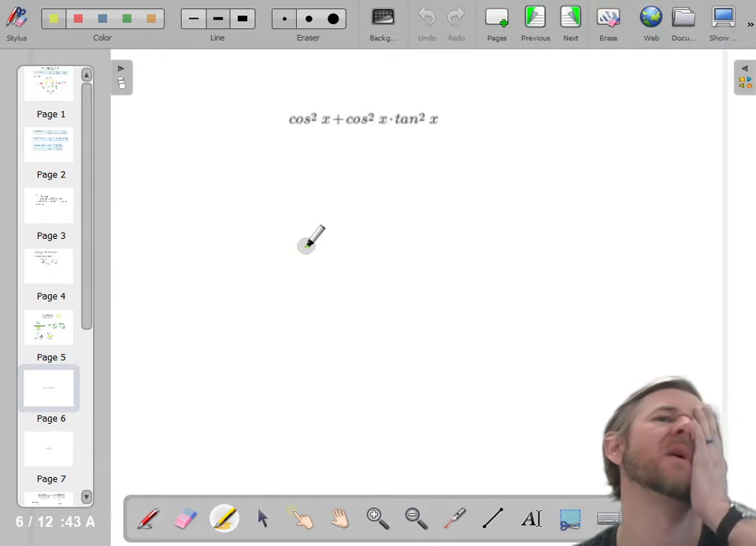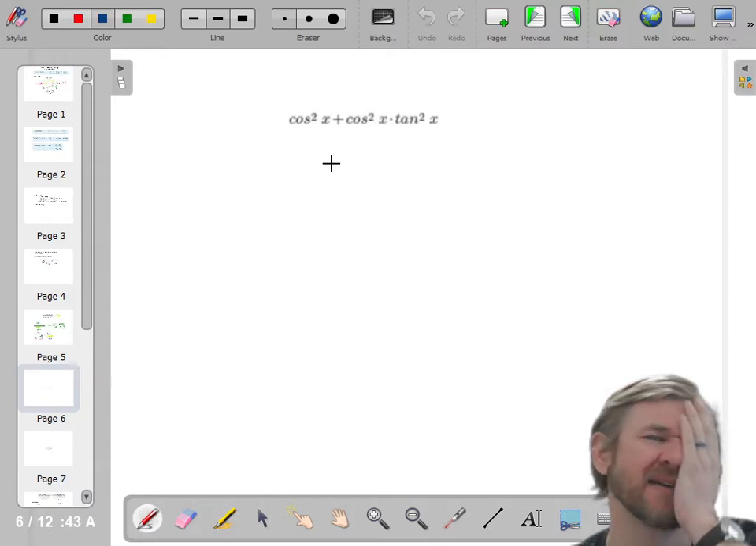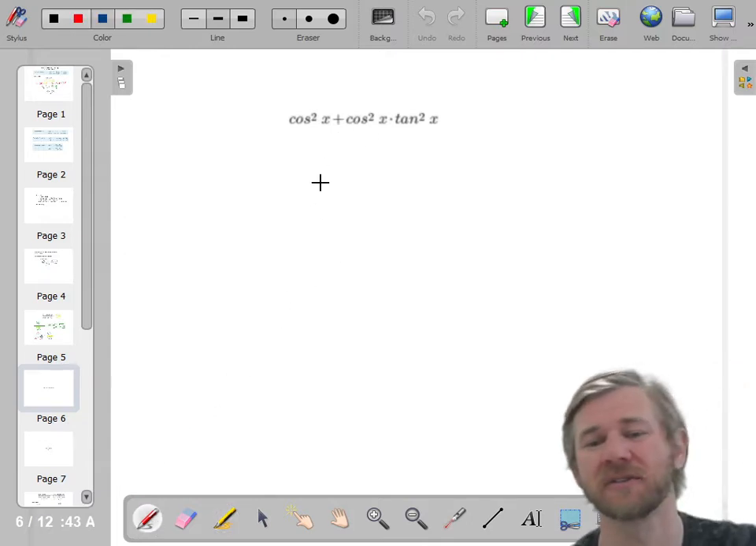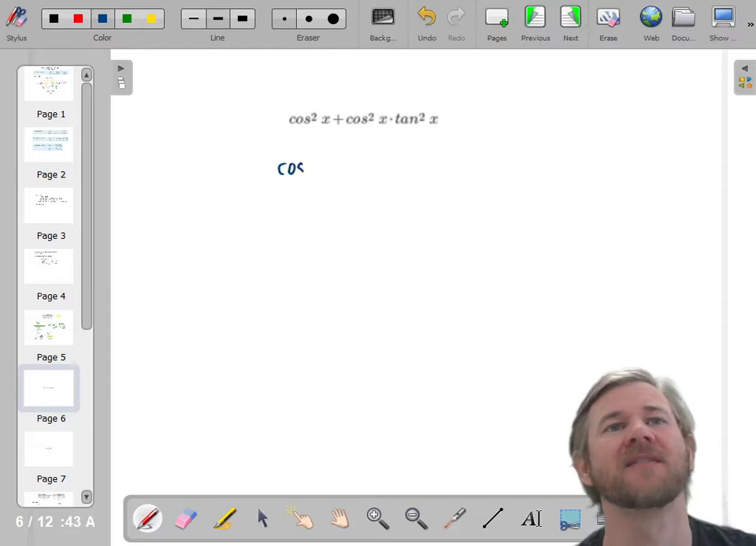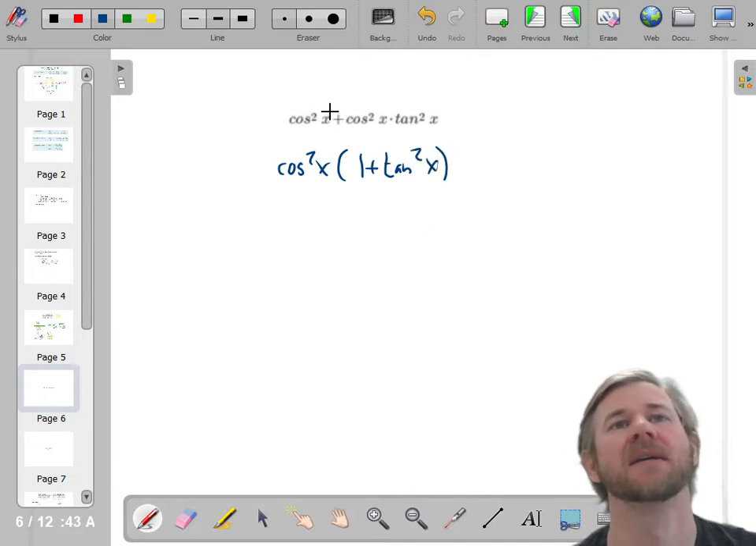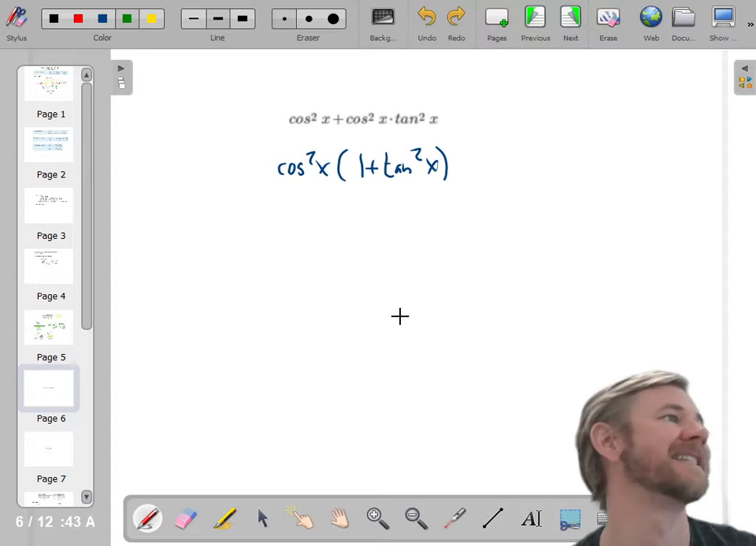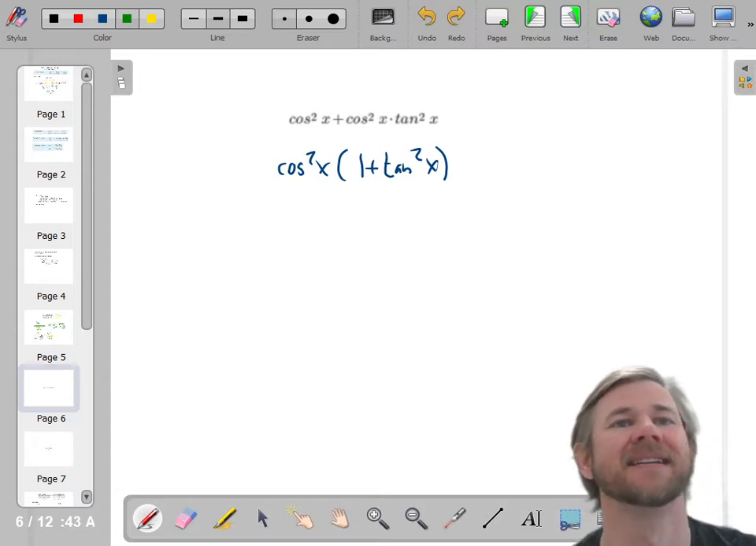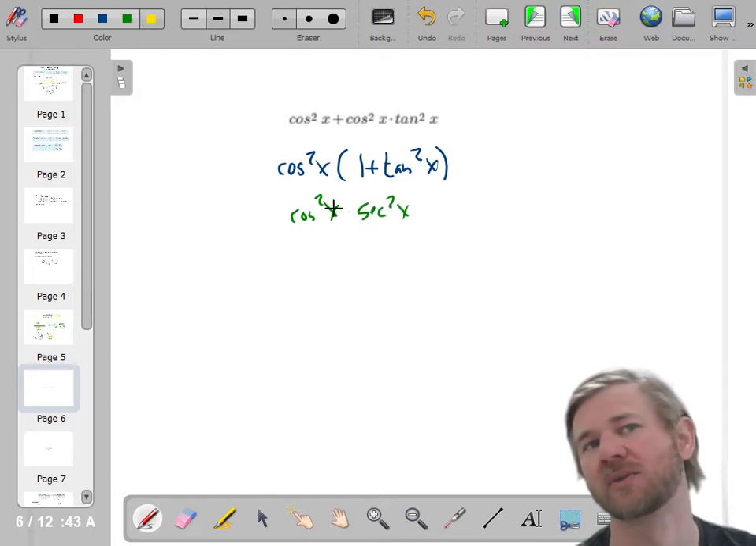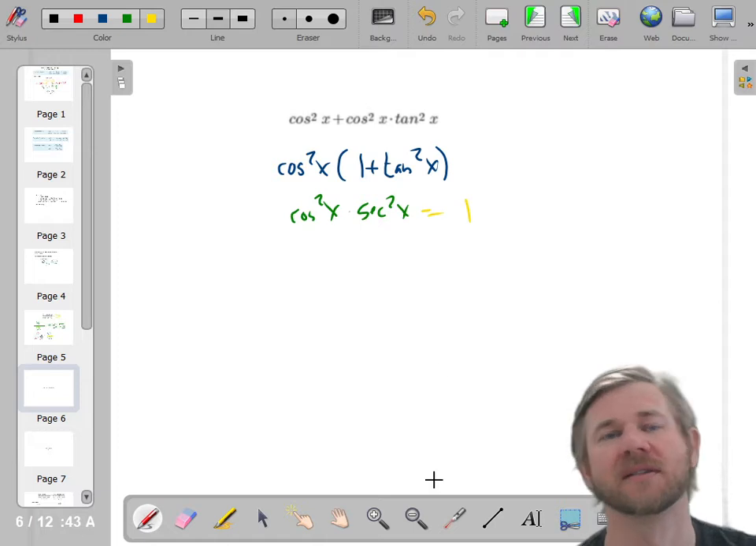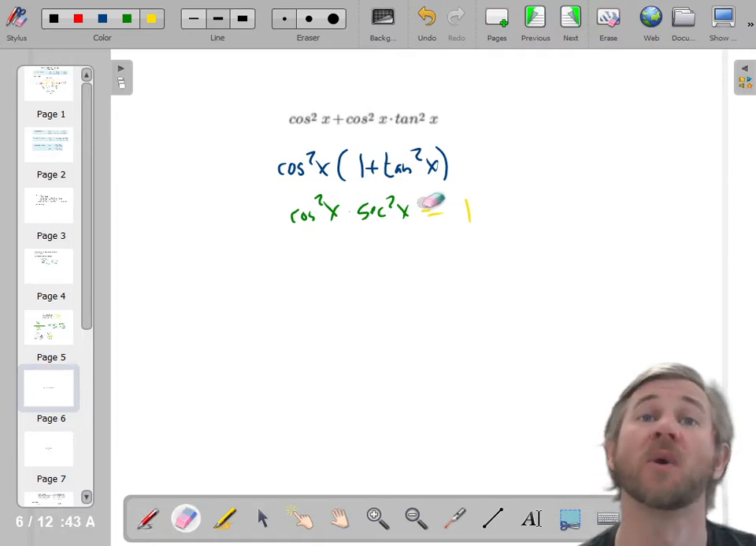Let's see, cosine squared plus cosine squared x times tangent. If I see something like this, I'll do this a couple ways. First, I'm thinking if I factor out a cosine squared x, I'm going to be in business. Okay, because they have a GCF of cosine, so the cosine will go out, and then you're like, hey, 1 plus tangent squared x. That's a thing. That's secant squared x. Secant squared x. And then you're like, wait a minute. That's cosine squared x times 1 over cosine squared x. This is 1. Okay. That's one way to do it.